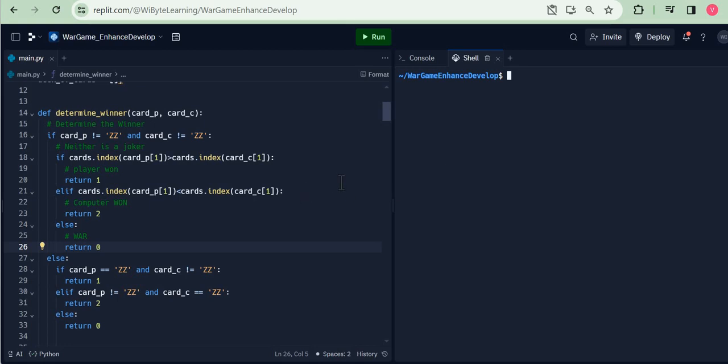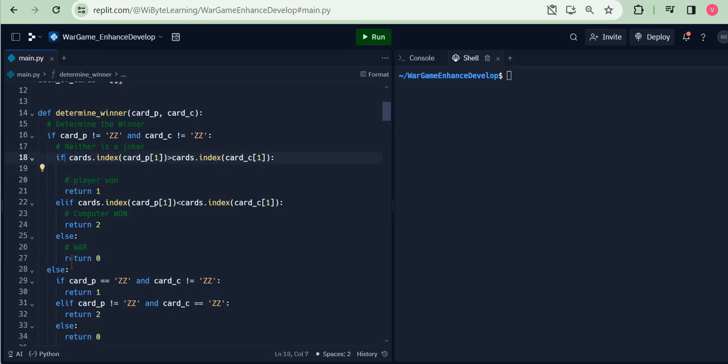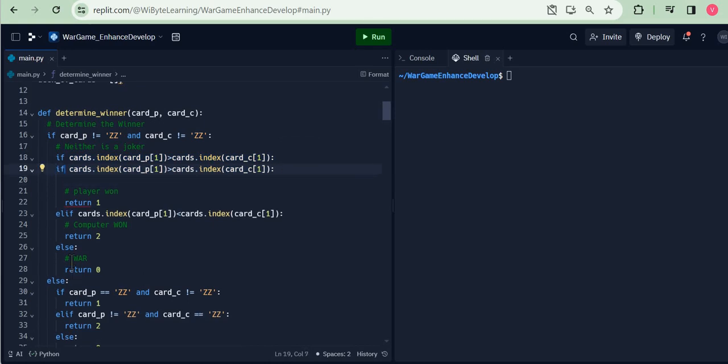Remember, my determine winner function is determining which of the two players is winning. And this is right now based on the card value. I will just stick to the same logic structure. But I'll say, look, instead of looking for card value, I will look for the card suit. And I say, if suits.index of card P, now this has to be 0. And likewise, suits.index of card C, this should be a 0. And I'm just going to comment out the previous one. So this has now become based on suits.